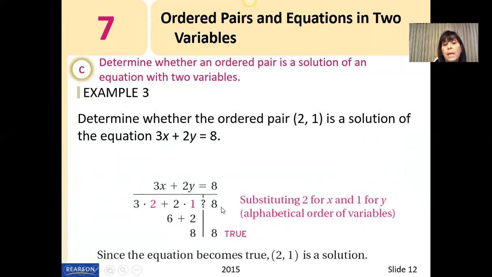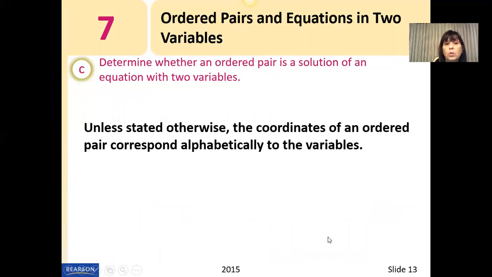Now the right side is an 8. In this case, I will multiply 3 times 2 because multiplication comes before addition, and then 2 times 1. So 3 times 2 is 6, and 2 times 1 is 2. Adding those, you get 8. This means this is true, so (2, 1) is a solution. If the two numbers did not come out to be the same, then we would say it is not a solution. Again, we will always have an ordered pair with 2 variables.